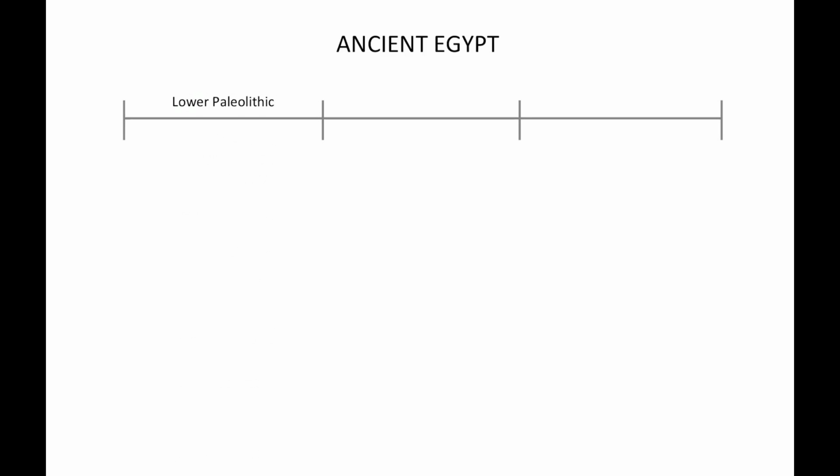Lower Paleolithic, from 2 million to 100,000 BC. Middle Paleolithic, from 100,000 BC to 30,000 BC. And Upper Paleolithic, from 30,000 to 10,000 BC.